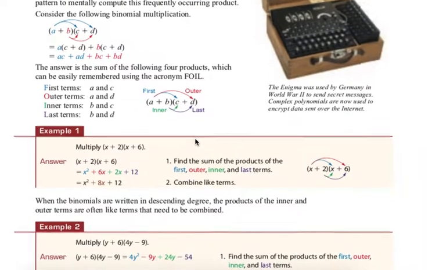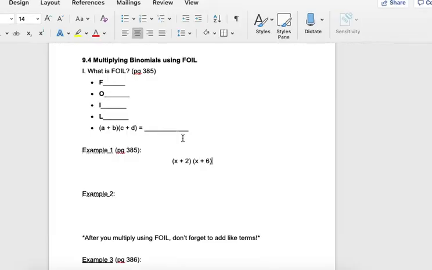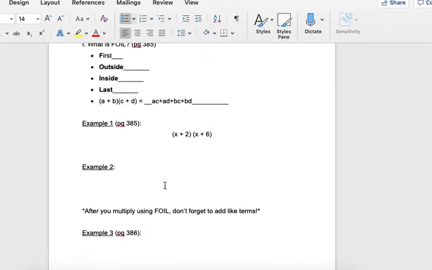So let's take a look at our first example. Oh, let's go into our notes. Okay, so when you're typing this in, this is first, outside, inside, I know how to spell sometimes, and last. Okay, and when you multiply it out, you should get A times C, which is your first, AC, plus outside AD, plus inside B times C, plus last terms B times D.